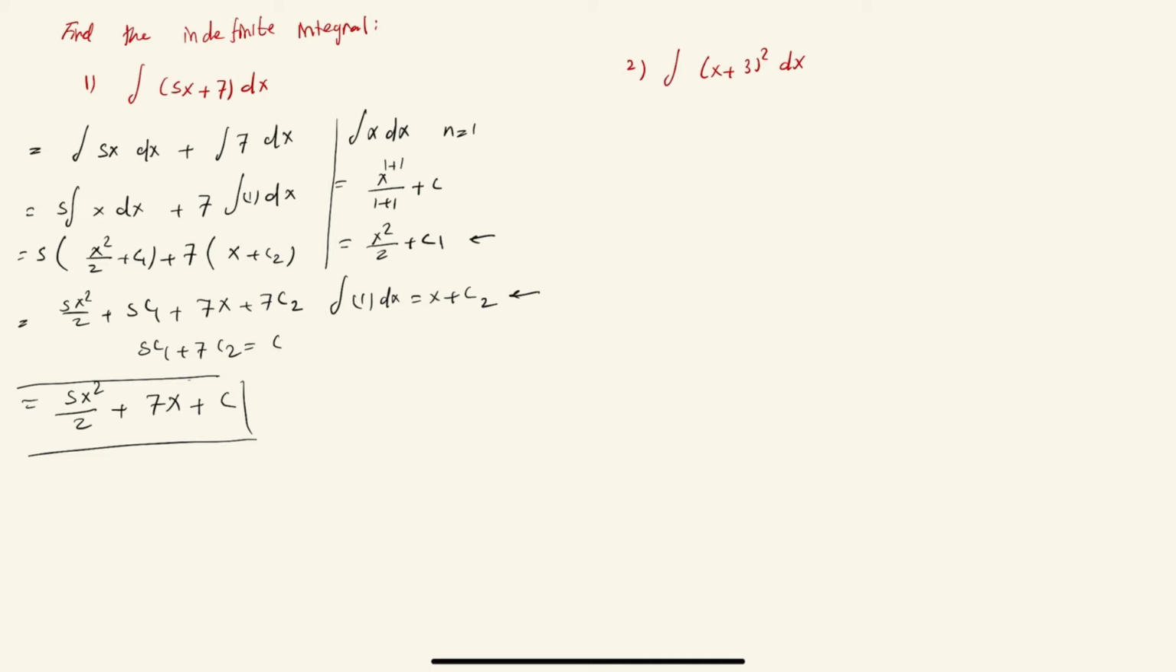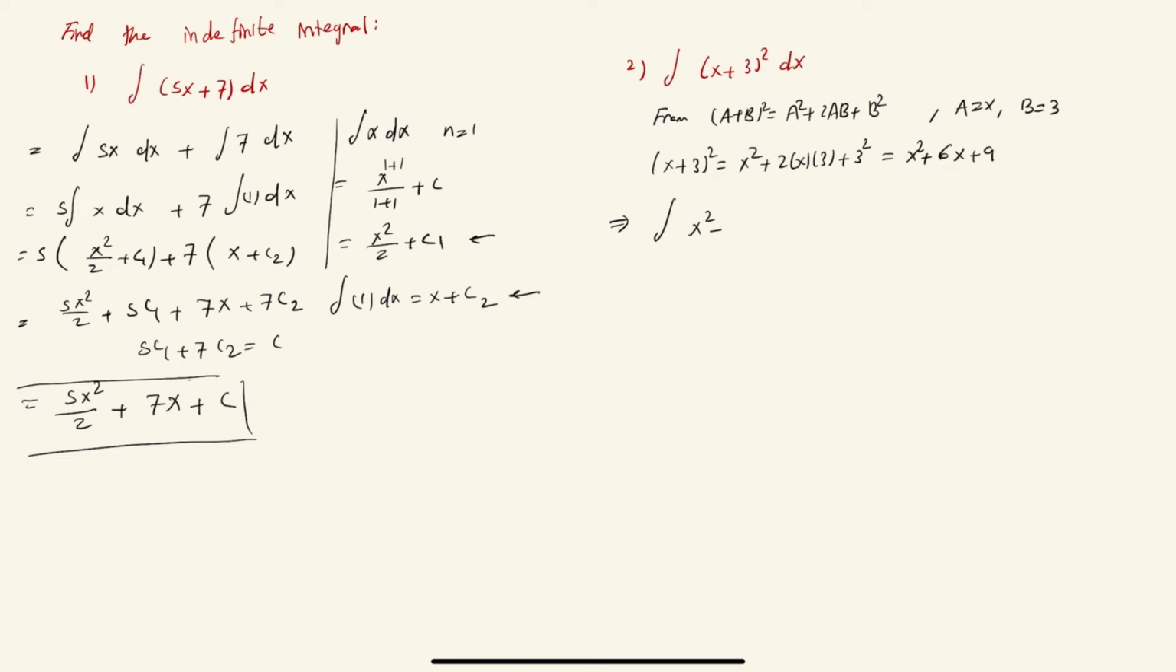For part 2, we have the integral of x plus 3 squared dx. Here, I don't know how to integrate this function, so I'm going to try to rewrite it. I'm going to use a plus b squared equal to a squared plus 2ab plus b squared, where a here is x and b is equal to 3. So x plus 3 squared is going to be equal to x squared plus 2x multiplied by 3, then plus 3 squared, which is x squared plus 6x plus 9.